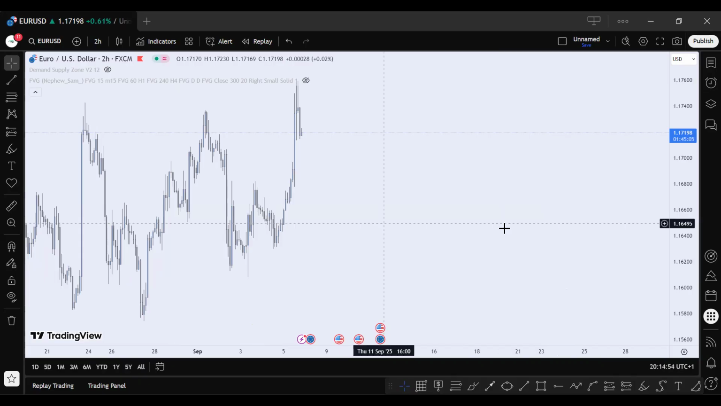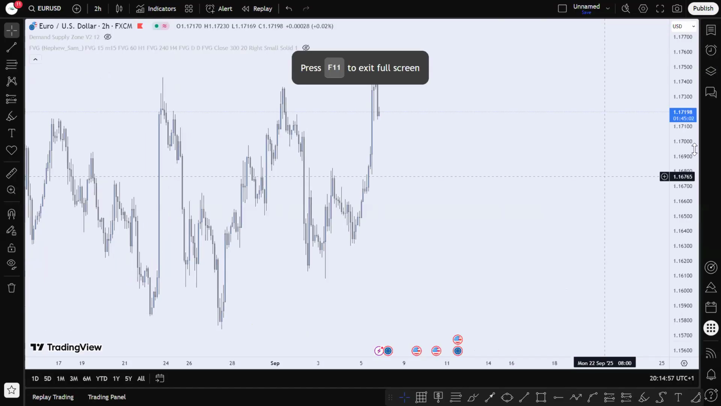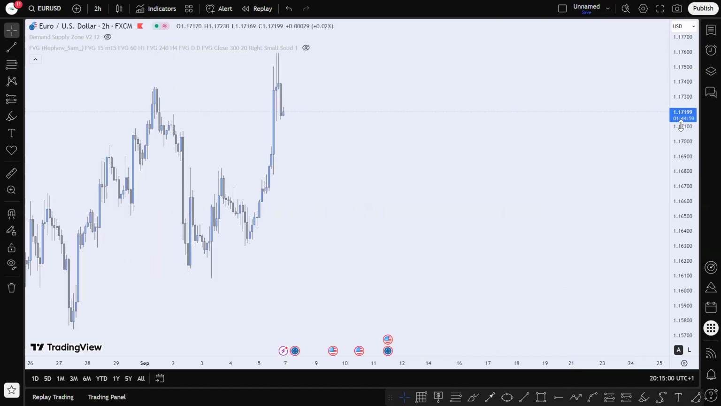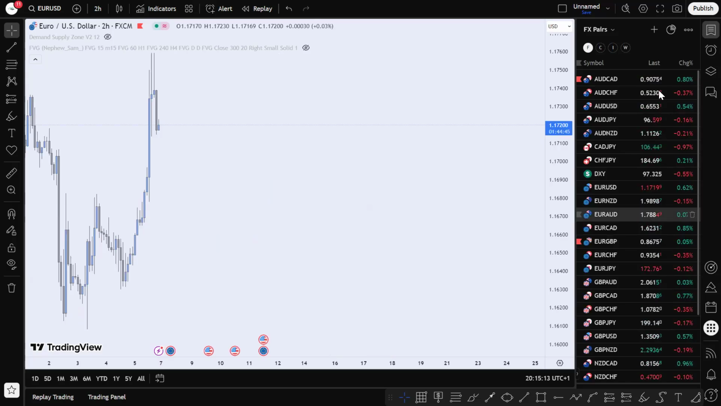Now, as you can see here, this is the current price, 1.17199. Regardless of the currency you're trading, the one thing you must know is that this last digit here, 9, we call the pipette. In all these currencies, the last digit looks like a superscript, while all the other ones are full digits. It is called a pipette.